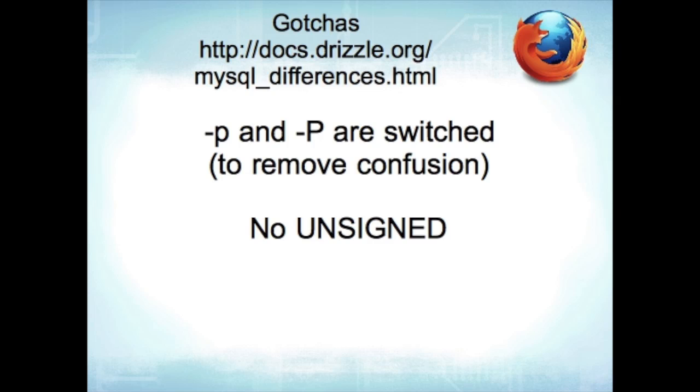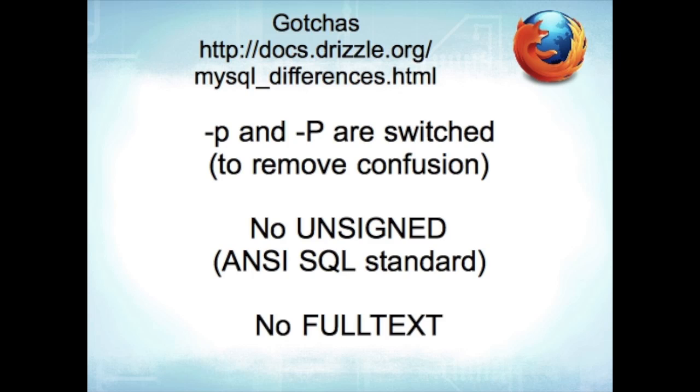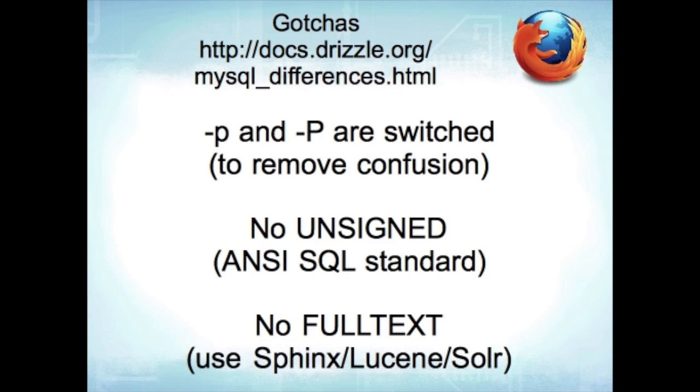There's no unsigned. So your integers, your numbers, they're all signed because that's the ANSI SQL standard. There's no full text search. Why is there no full text search? Use Sphinx, Lucene, or Solr. Which again, that's what most people recommend anyway, but if you need something small, why not have a plugin? I guess I could write one, patches accepted.